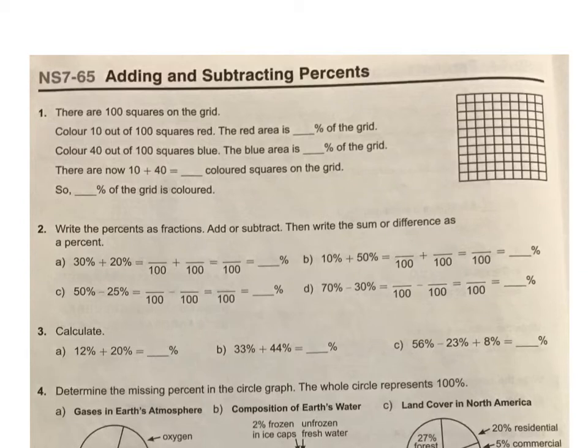So we're going to start by coloring in 10 squares red. So that would just be like one column. Now, the red area is what percent of the grid? That would be 10% because it's like 10 out of 100. Now, 40 out of the 100 squares are blue. So I'm going to color in the next 4 rows blue.